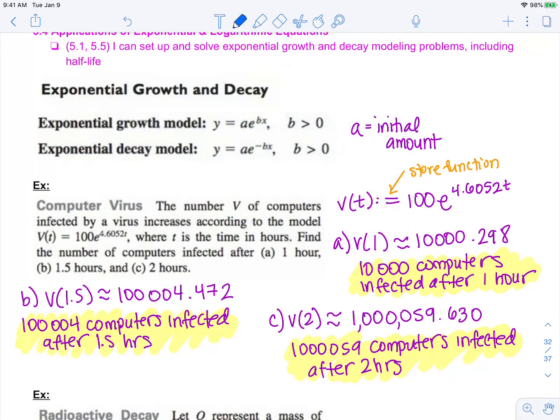Now, I just want to make a note. The textbook answer key says 1,060 computers because they round up. But to me, 0.630 is not a full computer. So it hasn't become a full computer that's infected yet. So I would accept either of these answers.